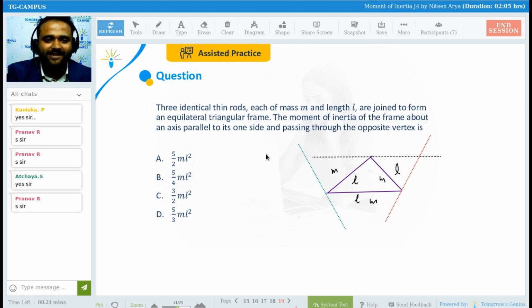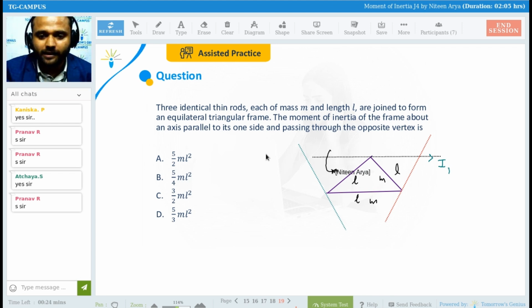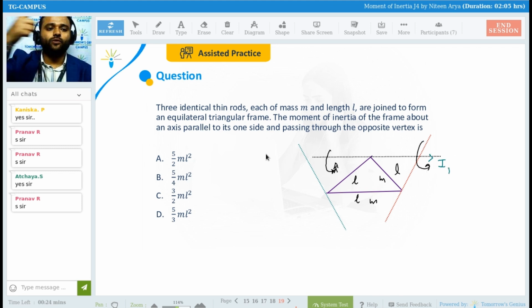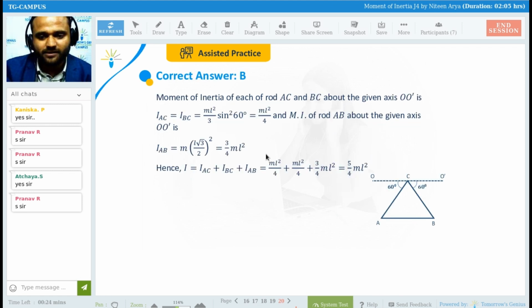So I find I1 easy, and I can teach you along I1. I can teach you another way also, but I2 and I3 are going to be a little more difficult to understand. Clear? So I can choose I1. The question states that this equilateral triangle frame is rotating around this axis. It rotates in this way, the whole frame, around this I1. So taking I1 as the main diagram, we are going to stick to this, and then it is very easy.